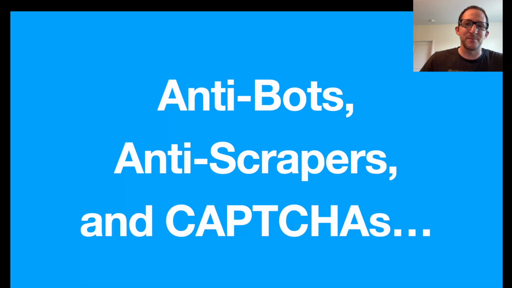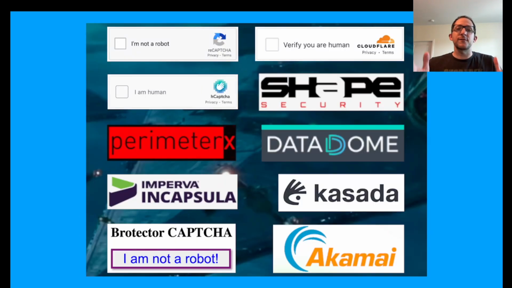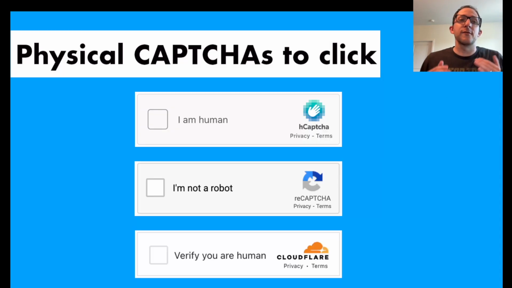They're pretty big. So let's talk about anti-bots, anti-scrapers, and CAPTCHAs. So here are the various tools that people could use in order to prevent bots from web scraping their websites, etc. So you have physical CAPTCHAs that you may need to click, such as hCaptcha, reCAPTCHA, and Cloudflare. So Google makes reCAPTCHA, and Cloudflare's CAPTCHA is called the Turnstile. And these are various CAPTCHAs, but they're not all created equal.